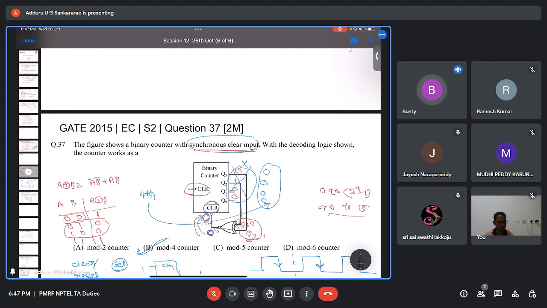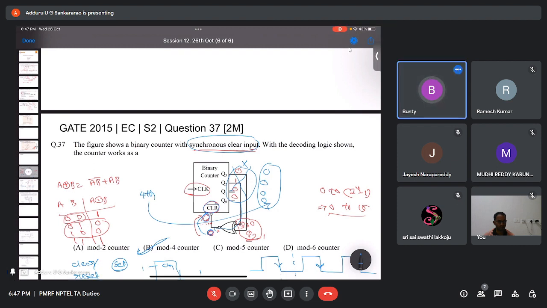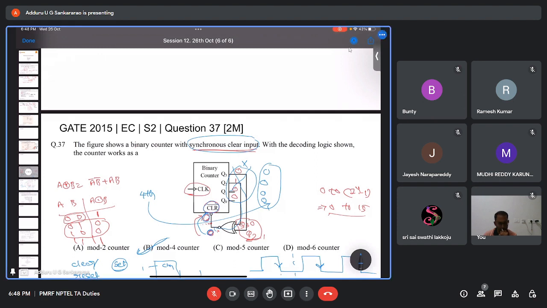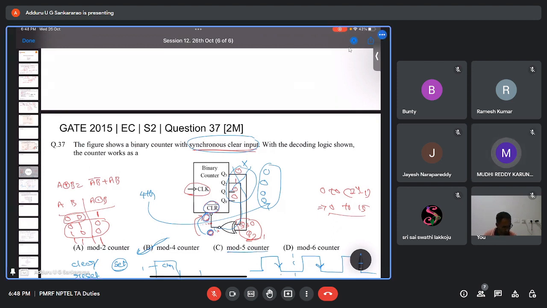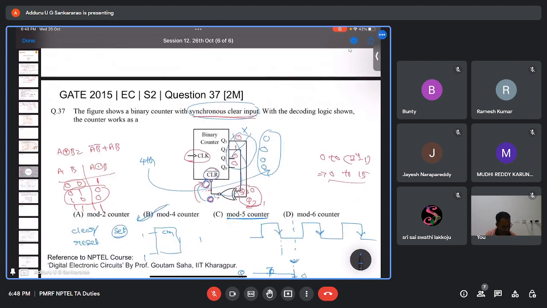Sir, I checked with the answer key from 2015. It was option C. Okay, it's a mod 5 counter. So it is a mod 5 counter for synchronous clear input and mod 4 for asynchronous. Okay, okay, okay. Fine, maybe my understanding may be wrong for this.